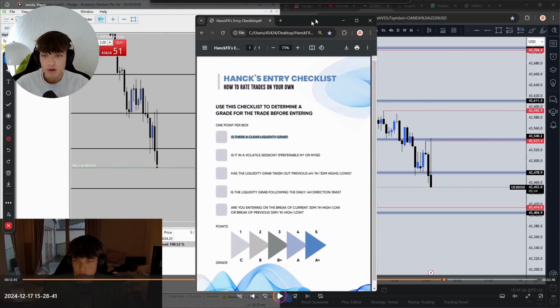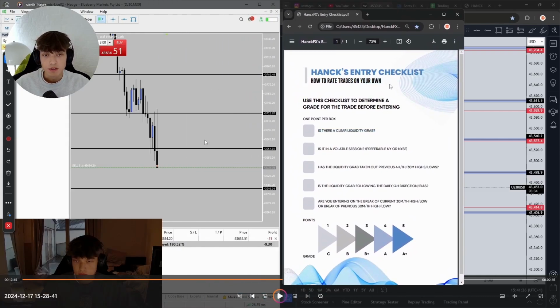Okay, let's go over this entry checklist before we watch what happens with the trade, right? Entry checklist: is there a clear liquidity grab? Yes, there is right here, right? This is a clear liquidity grab. Is it in a volatile session? Yes, it is. It is in NYSE at 9:30 a.m. Eastern, right? Has the liquidity grab taken out previous 4-hour, 1-hour, 30-minute highs or lows? Yes, it has. It has taken out previous 30-minute highs up here, right? Previous 30-minute highs right here. It has now liquidated that. It has now liquidated all the retail traders that had their stop losses up here, right?